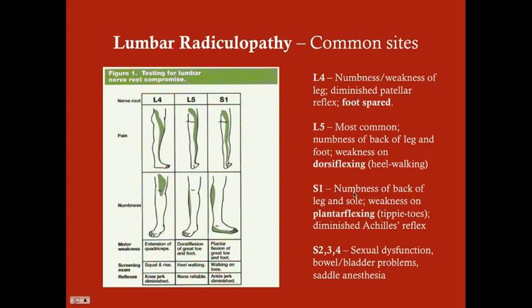With S1 impingement, you're going to have numbness on the back of the leg and also on the sole of the foot. These patients will have weakness on plantar flexing, so they will have difficulty walking on their tippy toes, and they'll also have a diminished Achilles reflex. And then S2, 3, and 4 impingement, which we don't see here, causes sexual dysfunction, bowel and bladder problems, and saddle anesthesia, and this is usually associated with Cauda equina syndrome.